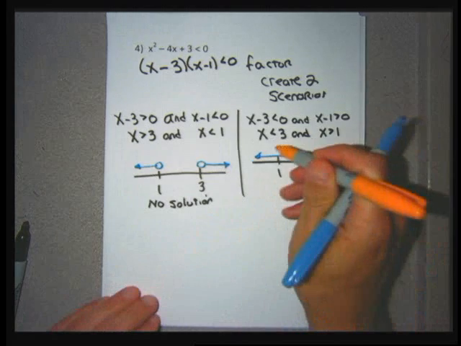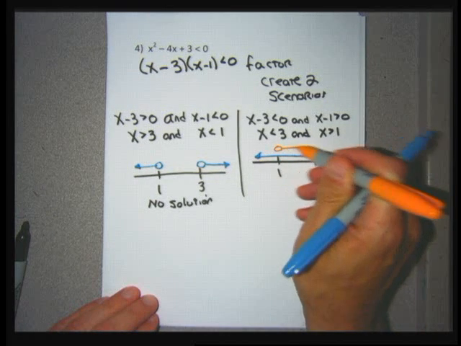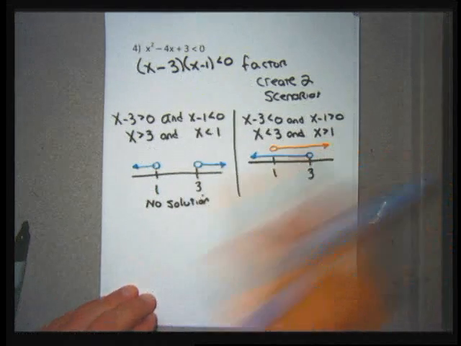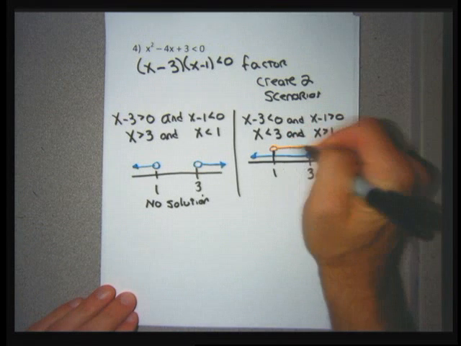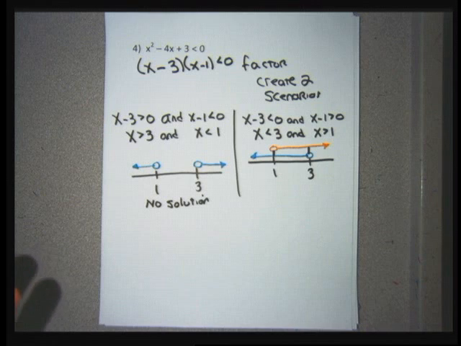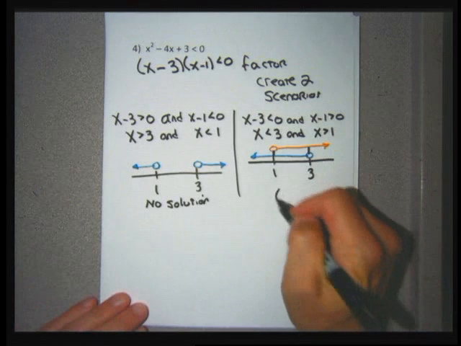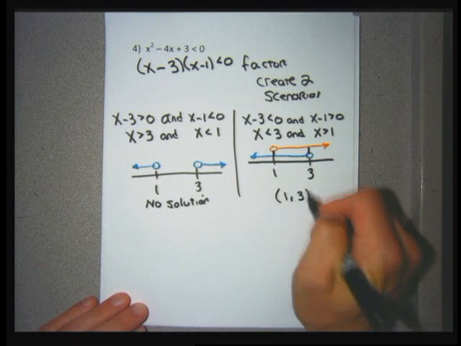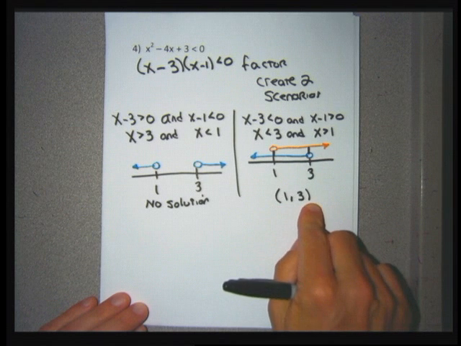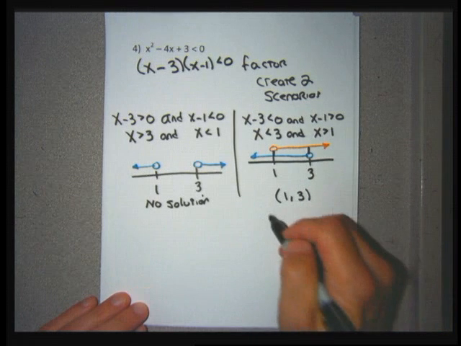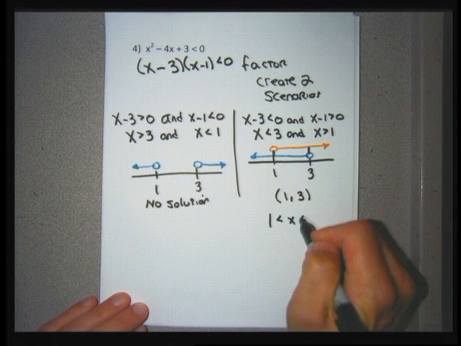For x greater than 1, I get an open circle on 1, a graph going off to the right for greater than. I look for where the lines both exist, and that's between 1 and 3. A solution for this scenario would be the open interval from 1 comma 3, round parentheses because I don't have an or equal to. The better way to write that, or the way I'd prefer you to write that, is 1 is less than x is less than 3.